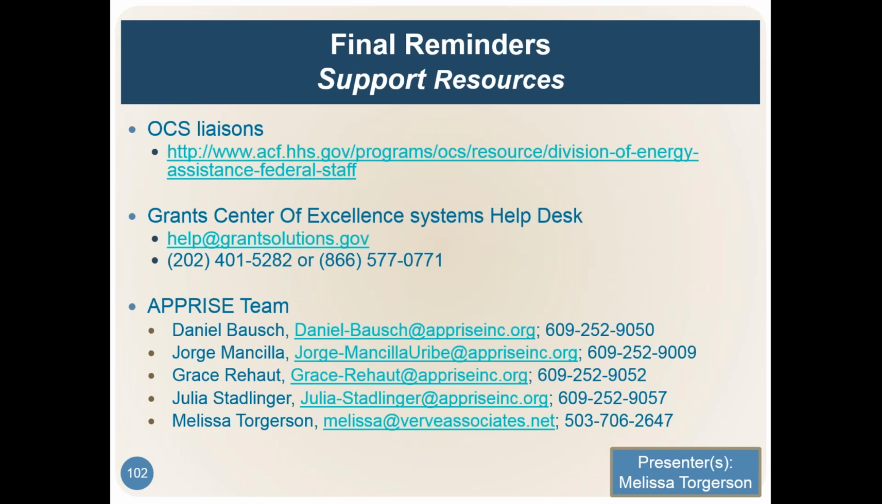Here are all the folks that are available to help you. The OCS liaisons are a great resource, especially in terms of figuring out what components you do and where things fit. The Grant Center of Excellence, this is your OLDC resource if you're having challenges getting into OLDC or entering things. And our entire R.E.A.Ch team, I don't know if you've met them all or have had the opportunity to talk with them, but they are phenomenal people. And you're welcome to get a hold of any of us, and if we can't answer your question, we'll give you to someone else on the team who can.